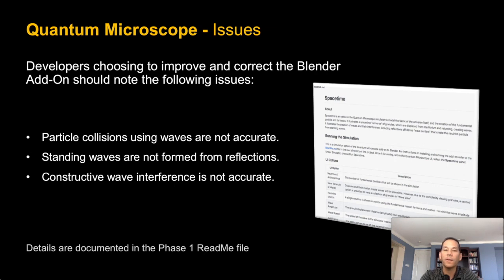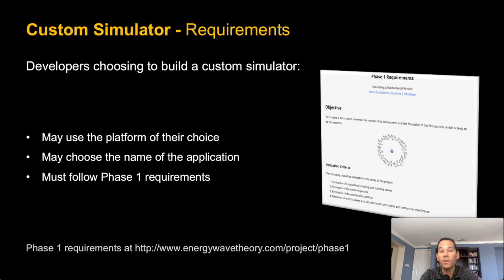A README file in the project source code provides more details on all of these issues. Now, a second path may be chosen instead, which is to start from scratch and build a new simulator. In this option, any development platform may be chosen by the developer, and any name may be given to it as long as it follows the requirements for Phase 1. These requirements are documented in the EWT project, which is linked here, but I'm also going to place the link in the video description for easy clicking.